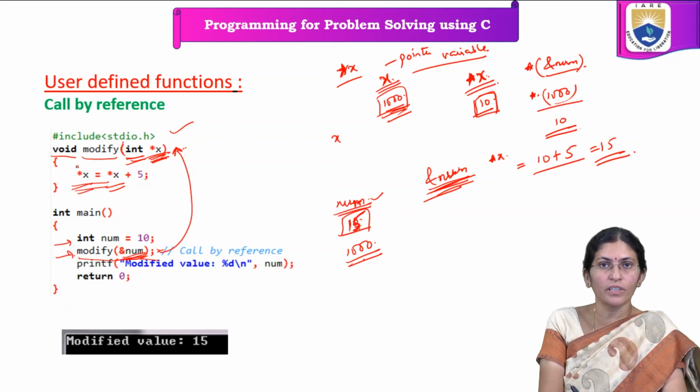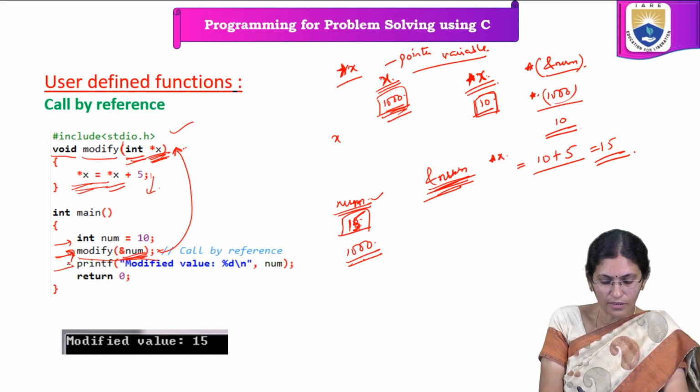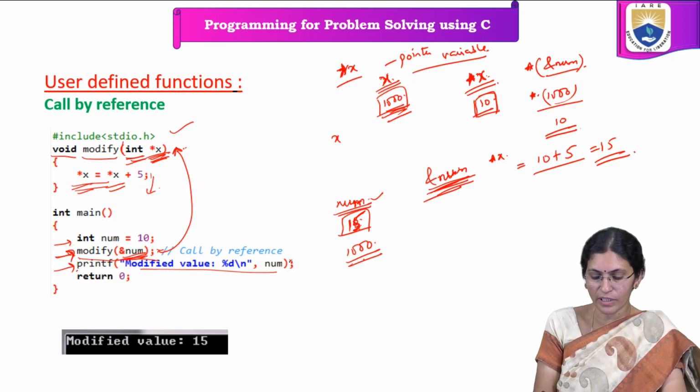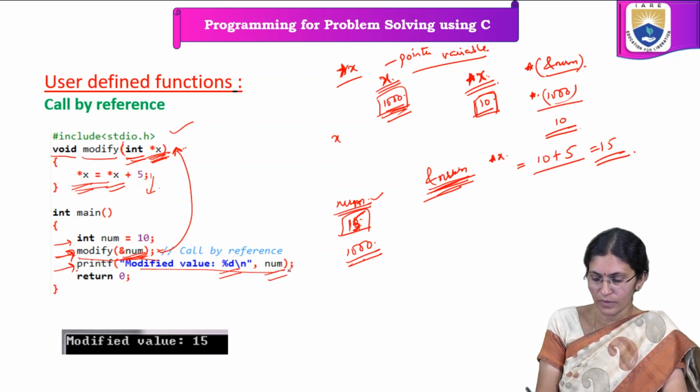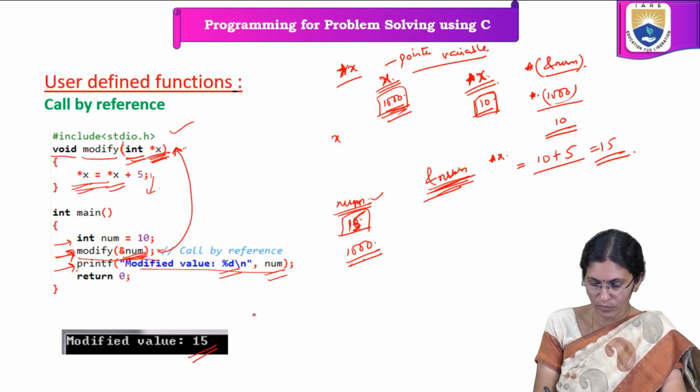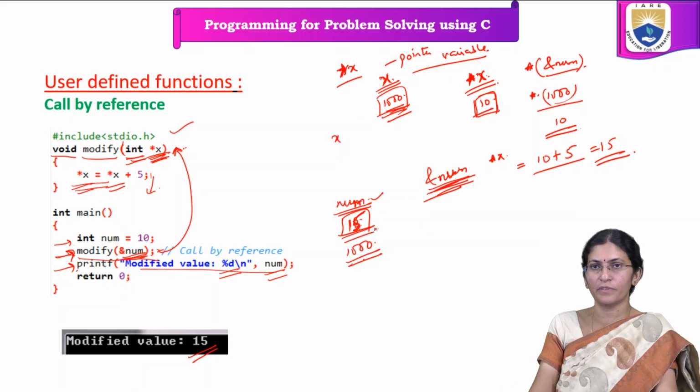So even though there is no return type here, after the execution of this line, there is no statement written after it. So control is transferred again to the statement where it left off. Then this line will be executed, modified value, and it will print the value of num. Now if you print the value of num, you can find that this is the output of this particular program. So modified value of num is equal to 15.